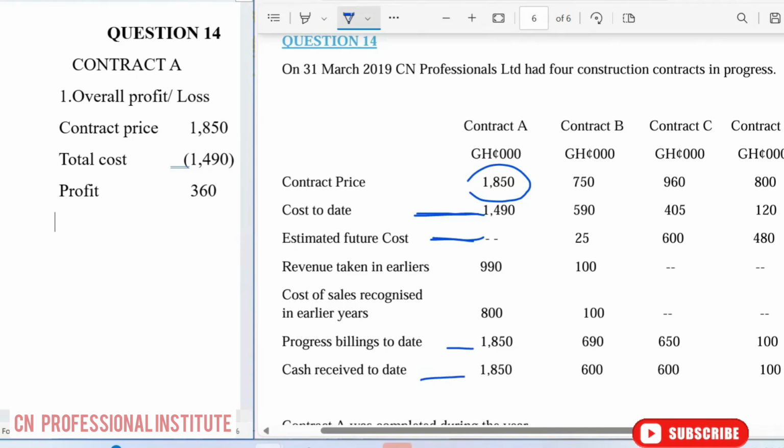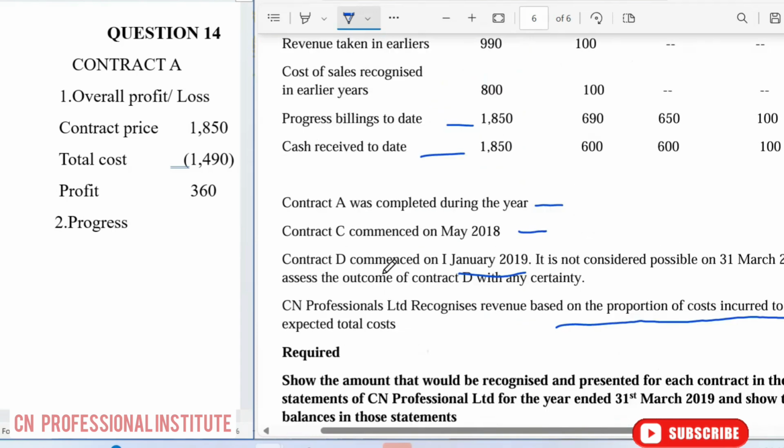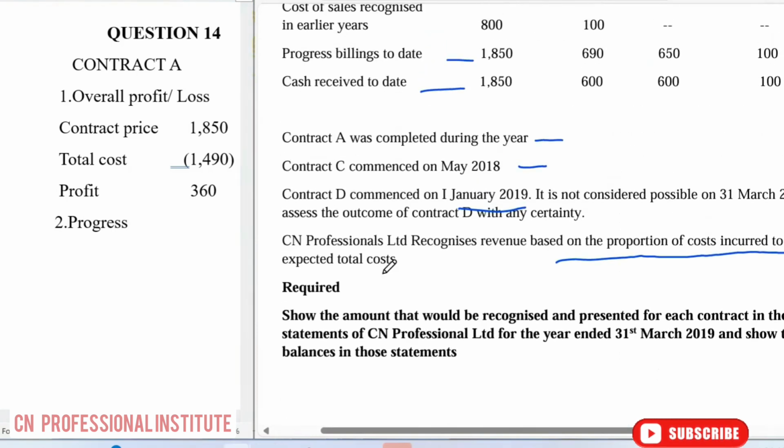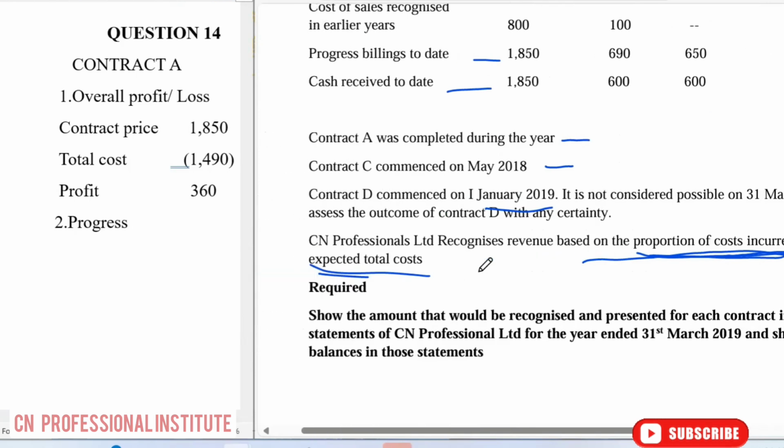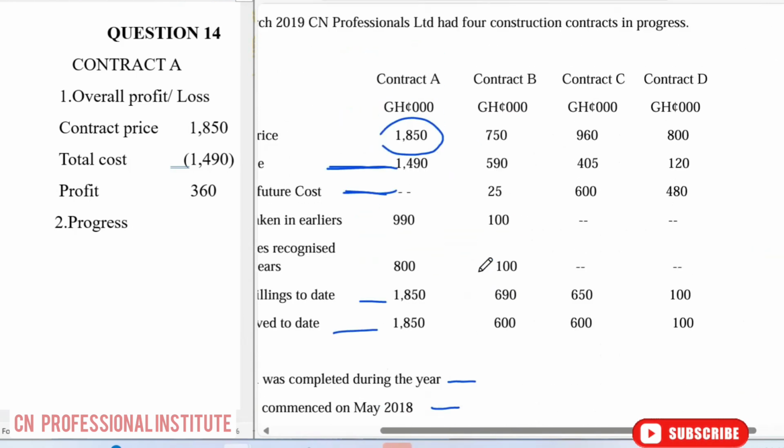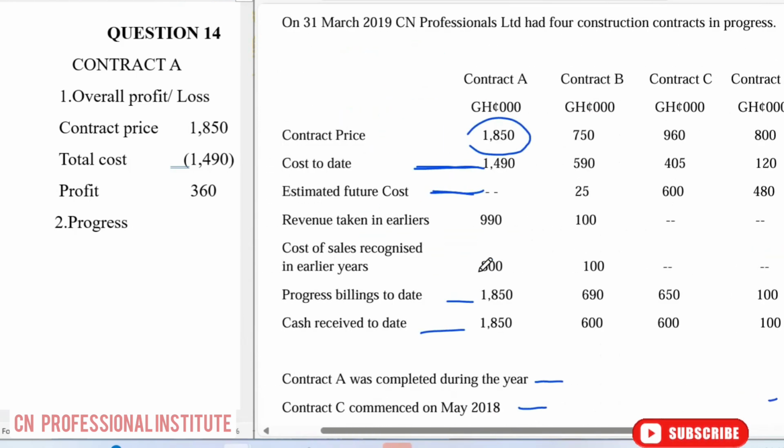Then we go and look at step 2. Step 2 says we have to determine the progress. Okay. So step 2, let's get our progress. Now, how do we get the progress? We said progress is equal to, here we are using the output method. If you come here, it's stated, they said CNC is the output method. It's here, proportion of cost incurred to date to total expected cost. Okay. So they use the output method.